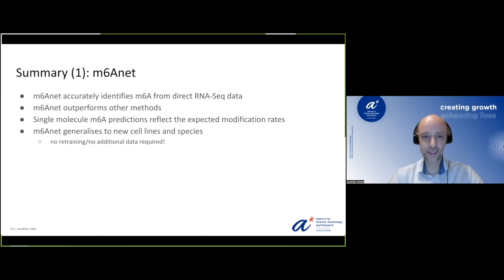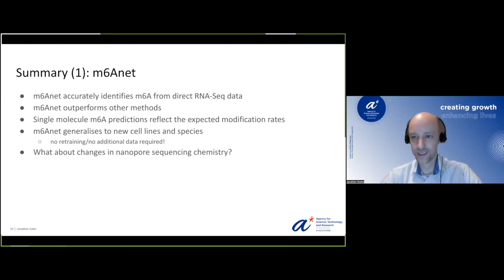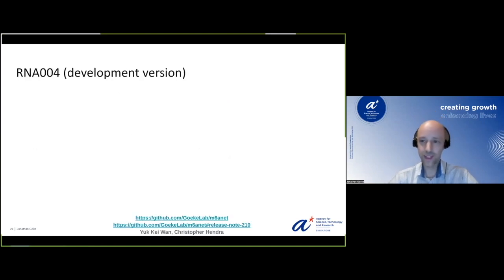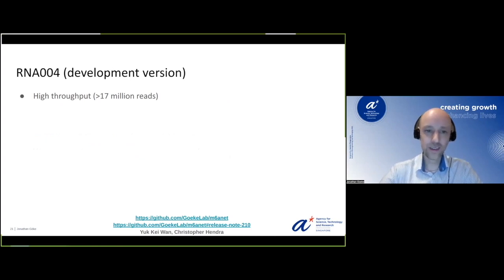There's one more exception, and that is, what if there's a change in nanopore sequencing chemistry? Now that will change things more than the species. And so we recently tried that out. Many thanks to Oxford Nanopore for providing early access to the next iteration of the direct RNA sequencing kit, which is called RNA-004. Everything that I've talked about before was RNA-002, that's what's currently available. And with RNA-004, the first thing we see is a very good improvement in throughput. With one run, we get more than 17 million reads. At this point, this is so much data that we almost think it's too much data.